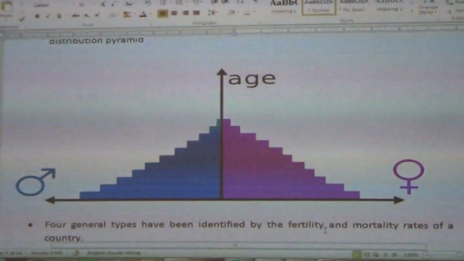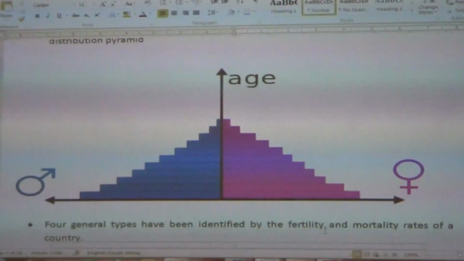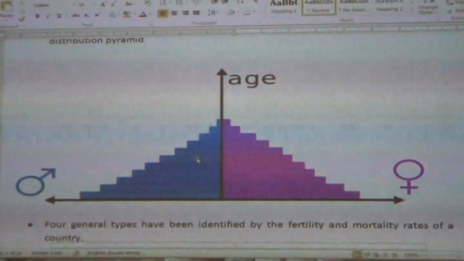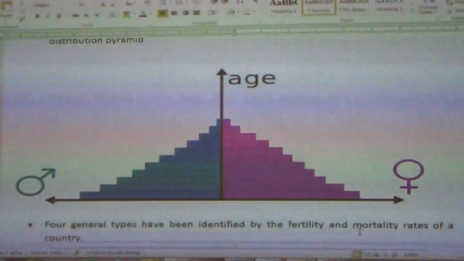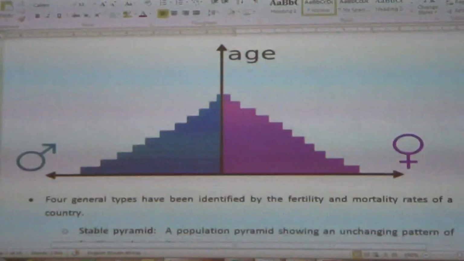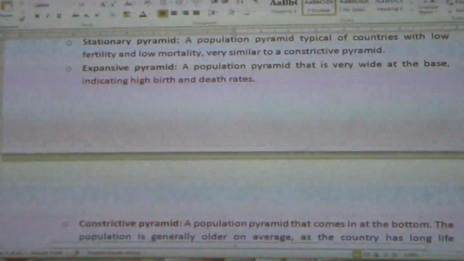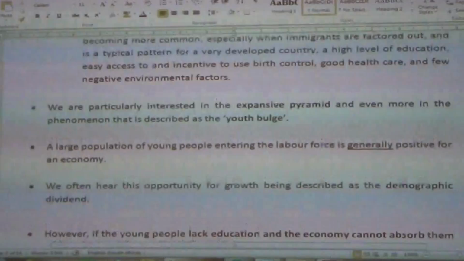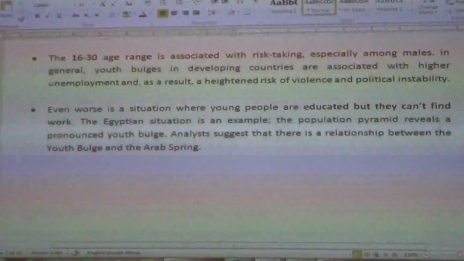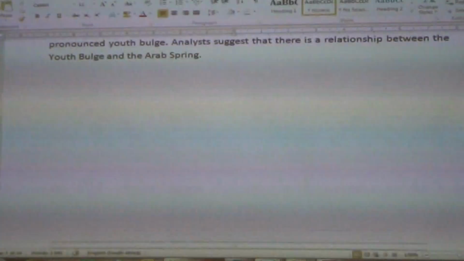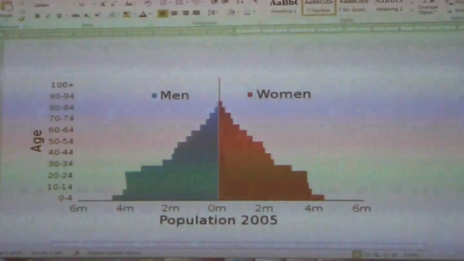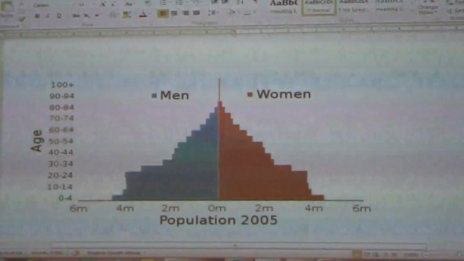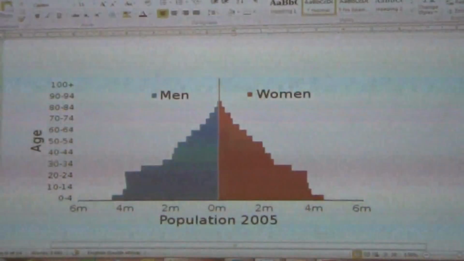That's a normal population pyramid, okay? The youth bulge, and that's ages. So a youth bulge would mean that that lower section would be bigger. It would look something like this. Like the Egyptian one, okay? There's the Egyptian pyramid, and it shows a youth bulge.